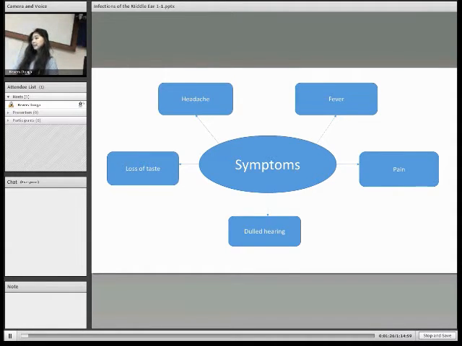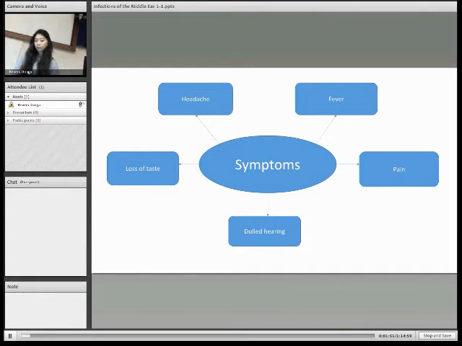Loss of taste can be explained by compromisation of chorda tympani, a branch of the cranial nerve number 7, the facial nerve. The chorda tympani runs through the middle ear and it provides taste sensation to the anterior 2/3 of the tongue. So compromisation of this nerve can cause loss of taste.